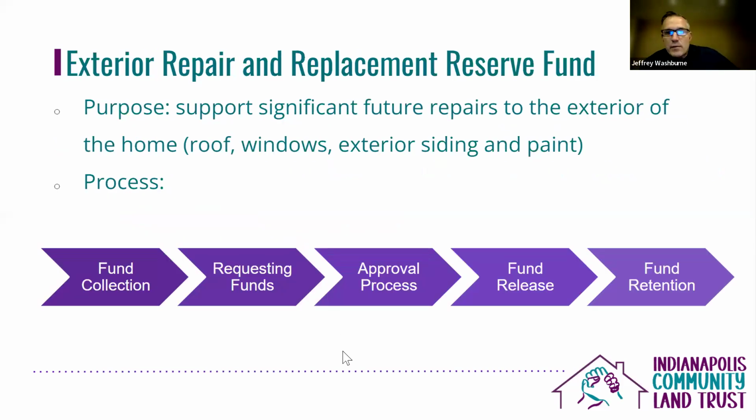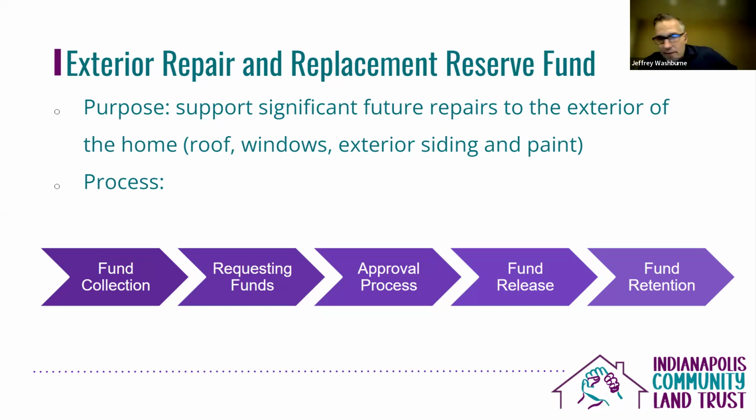That exterior repair and replacement reserve fund, again, is to support significant future repairs to the exterior of the property. So really focused on the things on the outside, which are often and typically the expensive things on the property. So a roof, windows, exterior, the siding of the property. These funds could be used by the homeowner or by the Indy CLT to take care of these things.